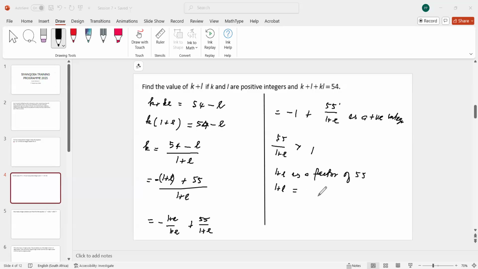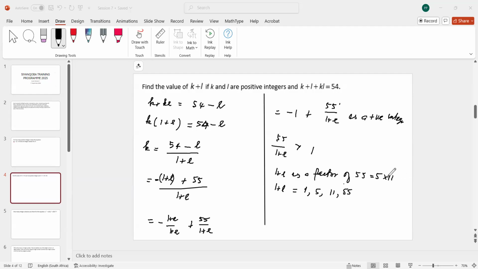So what are the factors? The factors of 55, you can write them down. It's 1, 5 is the next one, and this is 5 times 11. So you have 5, 11 and 55. There are only 4 factors if you check it out.